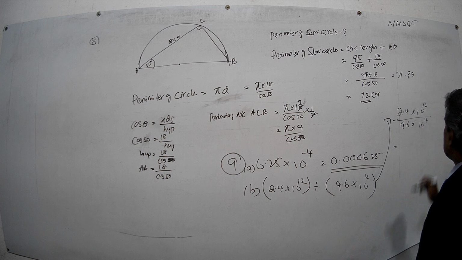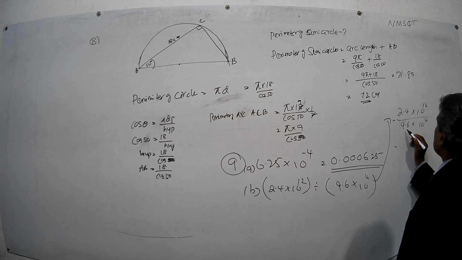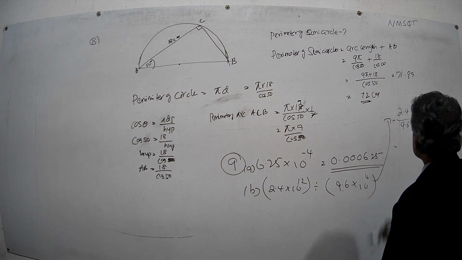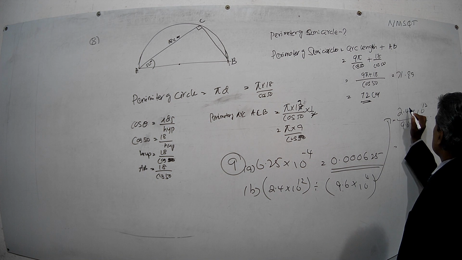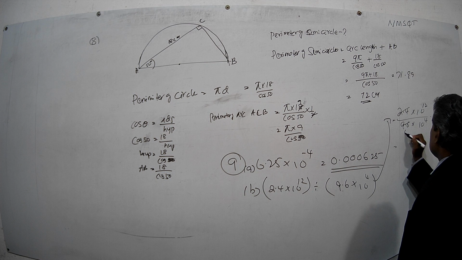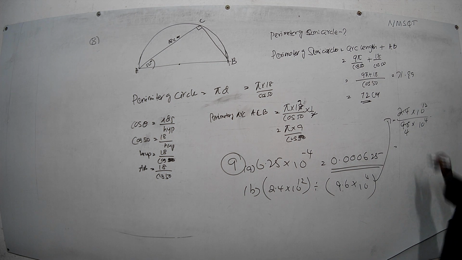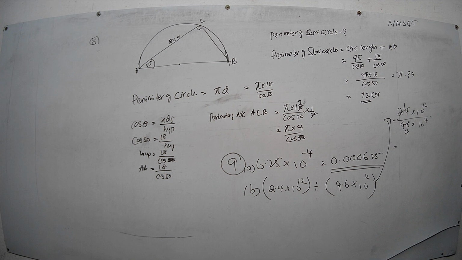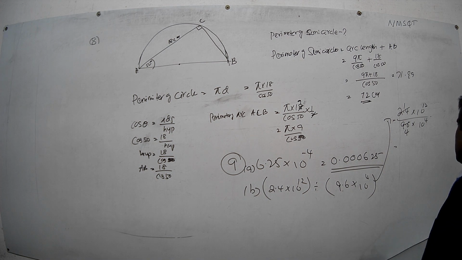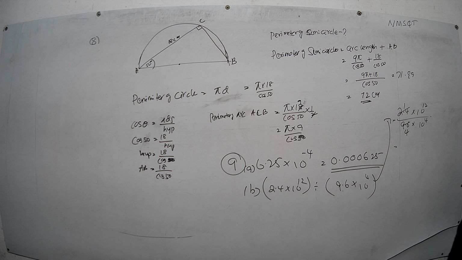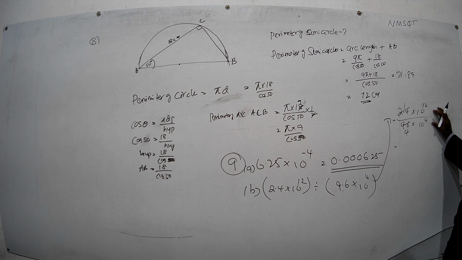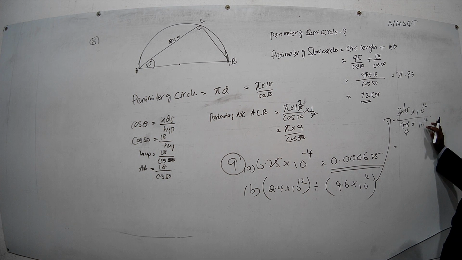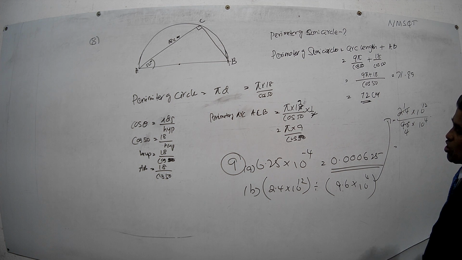Now, to calculate, how many 2.4 go into 9.6? You divide 9.6 by 2.4, it is how much? That is 4. You get 4 here, and here it is 1. There are 4 2.4s in 9.6. Then this 10 to the power 12 divided by 10 to the power 4, you can divide these two powers by using the rules of dividing indices.